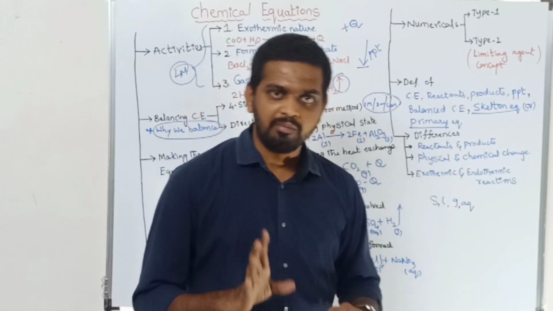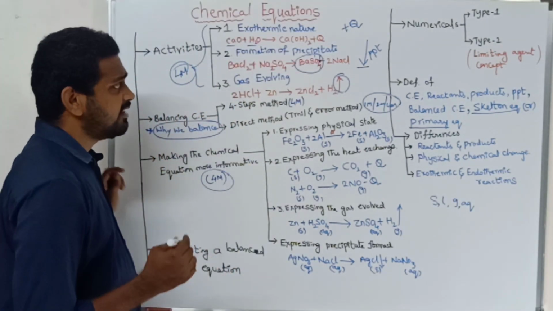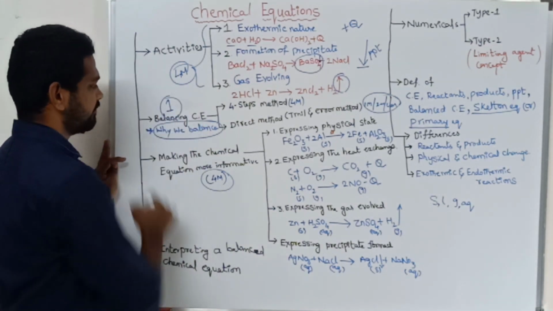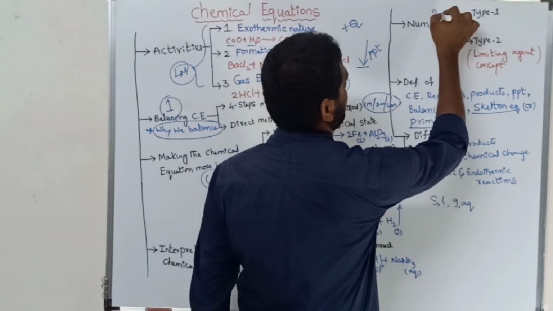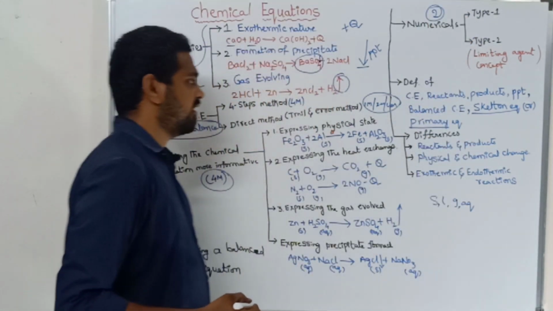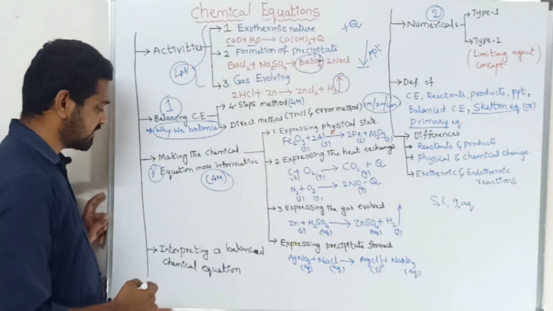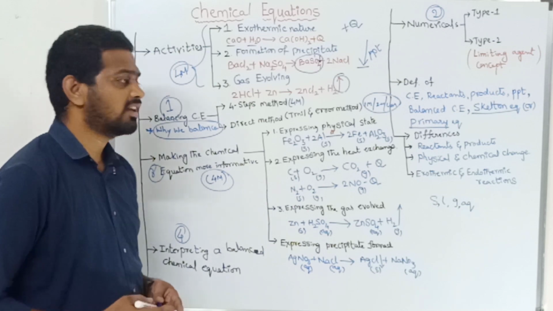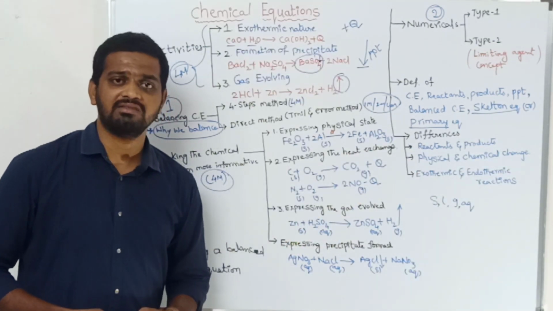Clear, children? In my point of view, the most important topic in this lesson is balancing the chemical equation, and second important are the numericals. Third important is making the chemical equation more informative. Fourth important is interpreting the balanced chemical equation. Then after, you should go through the definitions of 1 mark as well as 2 marks.